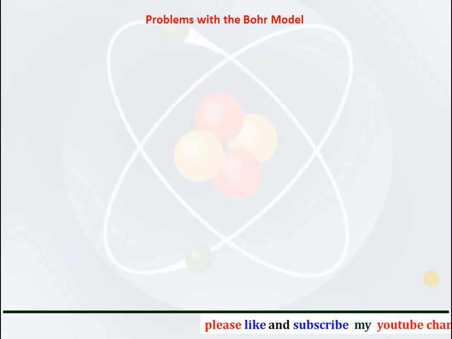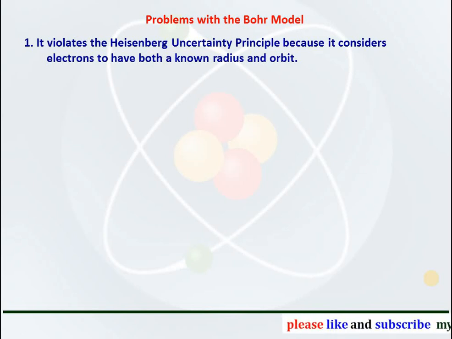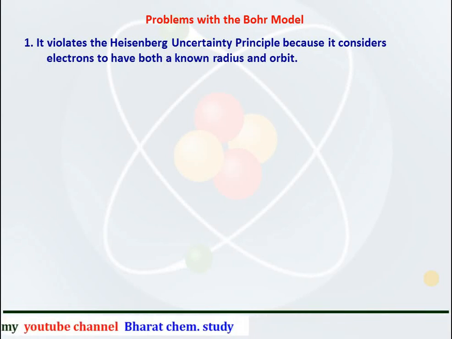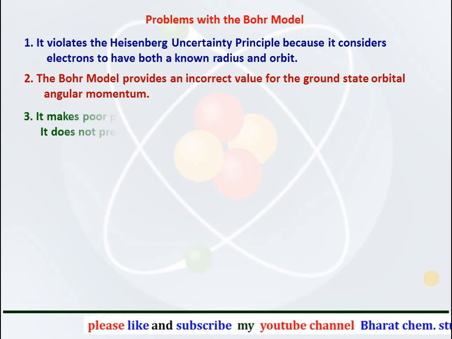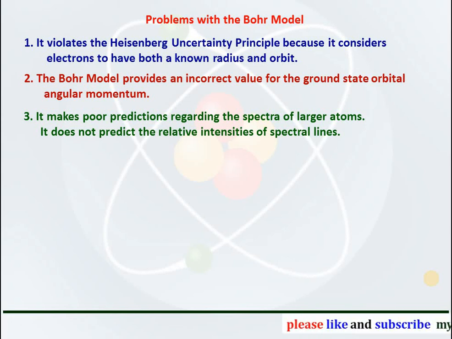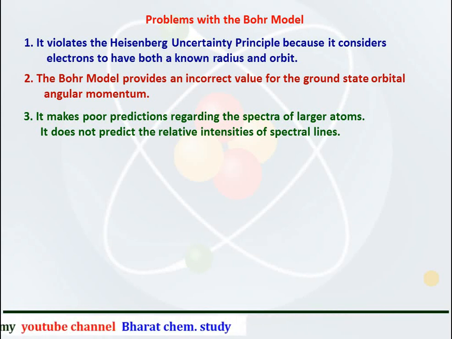The problems with the Bohr model. First, it violates the uncertainty principle because it considers the electron to have both a known radius and orbit. Second, the Bohr model provides an incorrect value for the ground state orbital angular momentum. Third point, it makes poor predictions regarding the spectra of larger atoms. Fourth, it does not predict the relative intensity of the spectral lines.